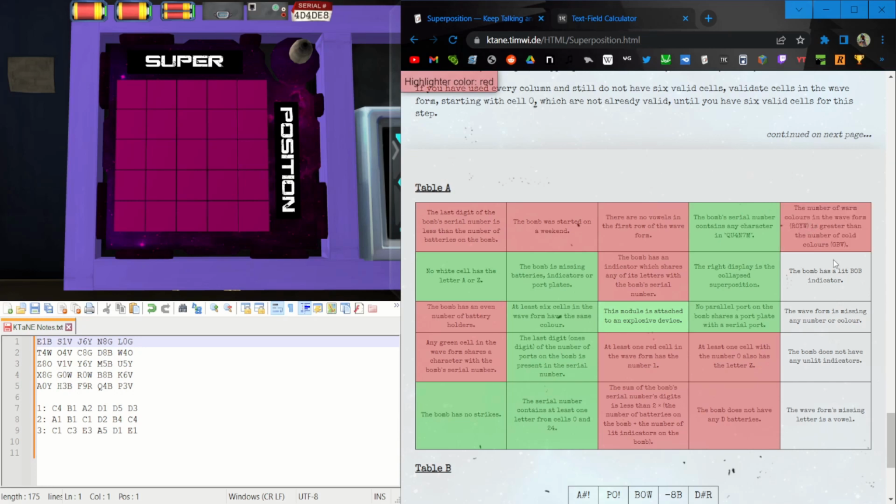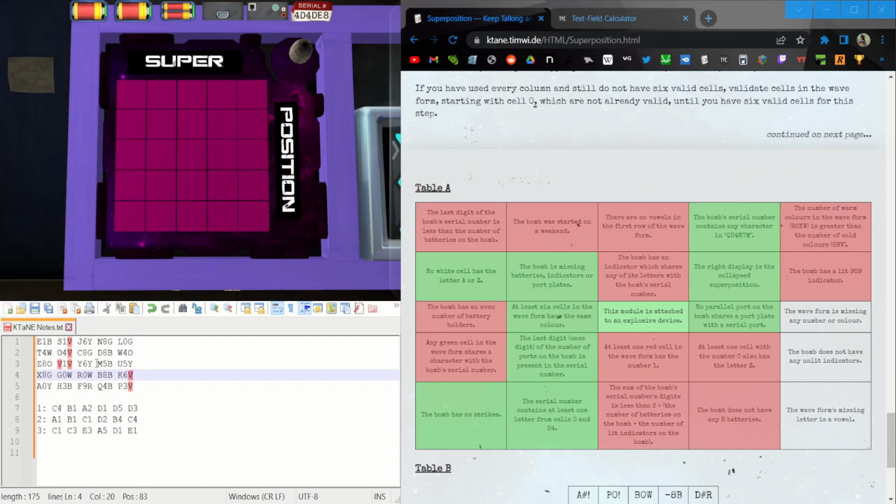Lit BOB indicator, again, no indicators. That's false. The waveform is missing any number or color. We already checked earlier for colors. We stopped at blue, so we're going to keep going with violet to see if we have any violets. I'm pretty sure there are, and yet we do. Okay.